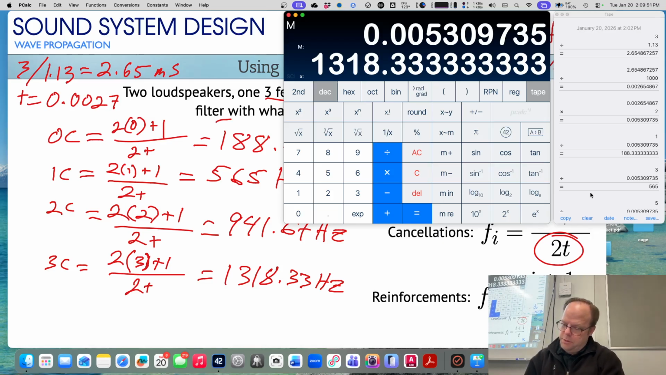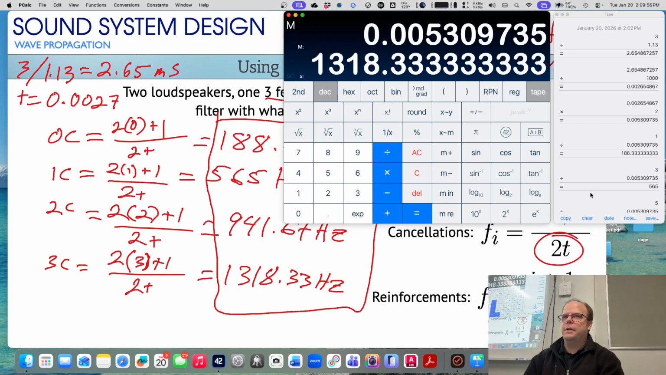So there's the answer. Those are the 4 frequencies that will get canceled out in that scenario. Other questions? Ready for the next one?